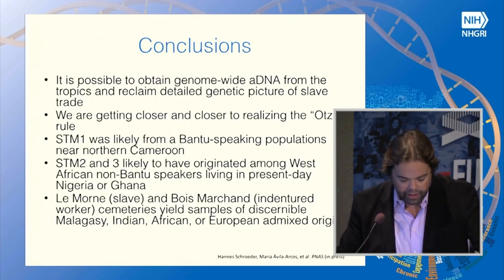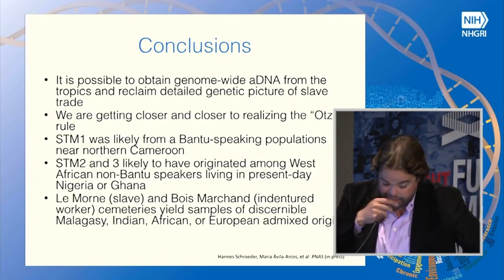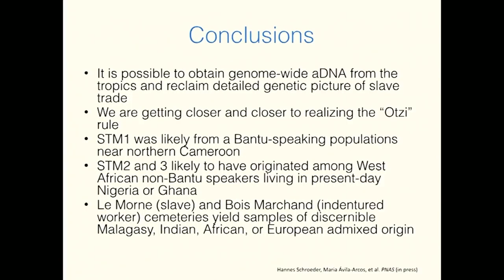Okay, with that, I want to conclude. It's possible to obtain genome-wide ancient DNA from the tropics and reclaim these detailed genetic pictures. We're getting closer and closer to realizing the OTSI rule, and that makes me happy. And I think it's really the way to go. It's important that we not just invest even in something like ancient DNA, which seems somewhat esoteric, in one subset of the world, because we're leaving a lot of interesting biology on the table, and it's just not the right thing to do.